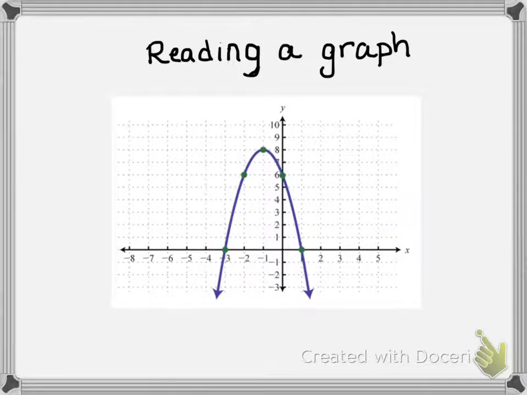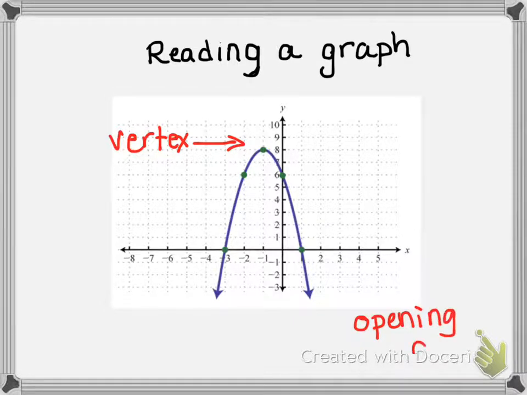So this video is about how to read a graph. When you are looking at a graph, things that you need to make sure that you know how to point out are some things we call your vertex. Your vertex is either going to be your maximum or your minimum of the parabola. In this case, because my parabola is opening down, my vertex would be a maximum.